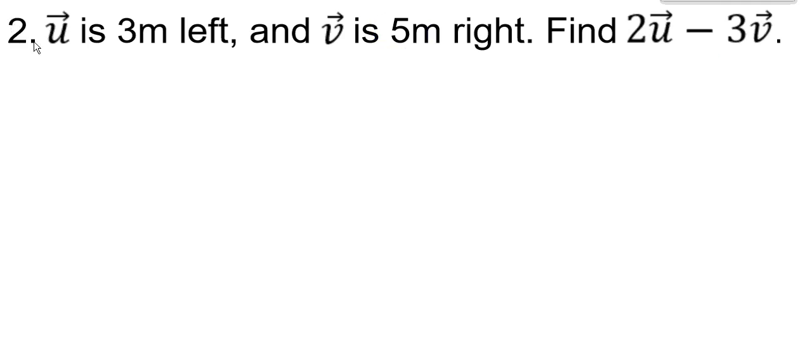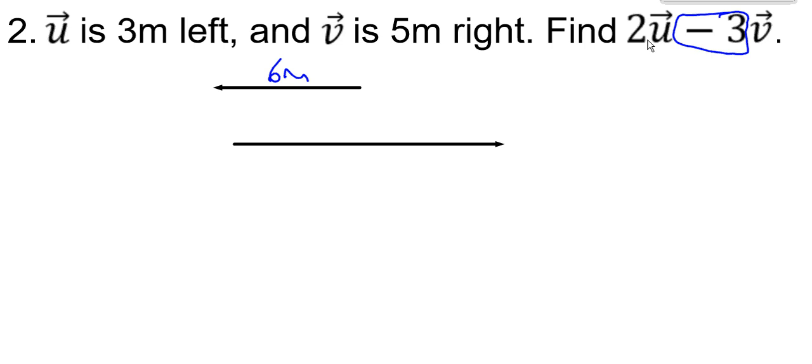Let's look at another one. So what if, okay, I'm starting with the same vectors. I have a vector u, which is 3 meters to the left, and I have a vector v, which is 5 meters to the right. But now what I want to do is find 2u minus 3v. So 2u is still 2 times 3 meters. So it's still 6 meters to the left. But negative 3v means that I'm now going 15 meters to the left.